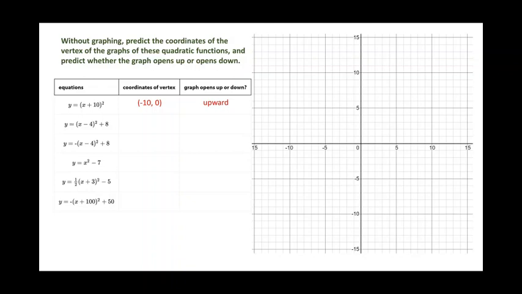For the next one, (x minus 4) squared plus 8, we get 4, 8 as our vertex, and it opens upward because there's a positive coefficient here, even though we don't see it as a positive invisible 1. So that's opening upward as well.